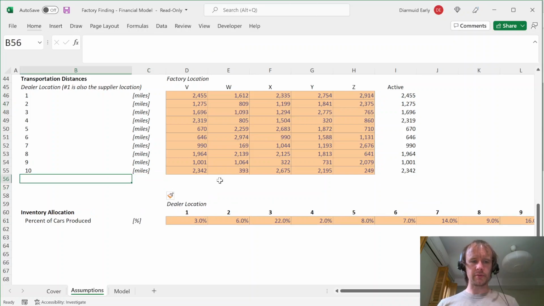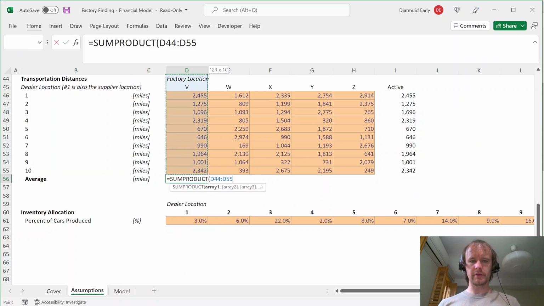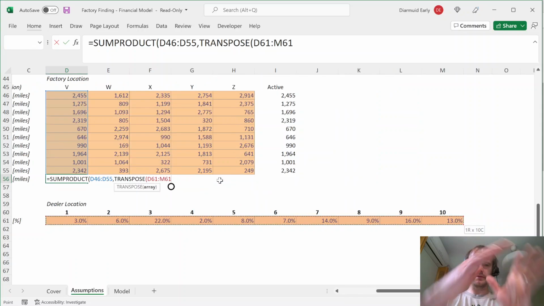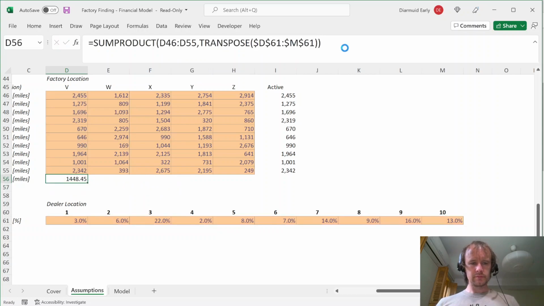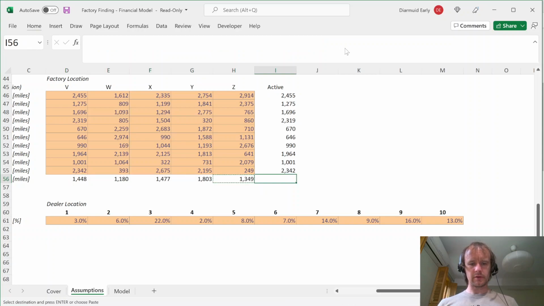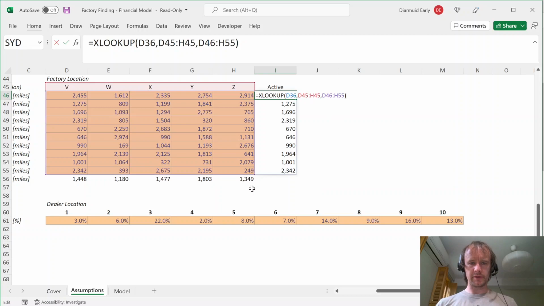And so what we're going to be interested in is the average distance in miles, and that's just going to be a sum product of this times, just need to flip this array from horizontal to vertical, so that's what the transpose is for. I'm going to lock that in because I need to be able to copy it across, and I'll just format that the same way, carry that across, and then here again, because I just have the one big XLOOKUP, I can just expand that.